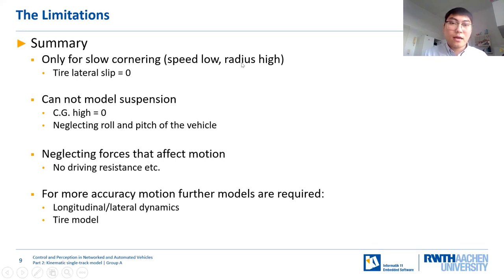At low speed with high radius, the tire lateral slip can be assumed to be zero. Secondly, if there's no need to model the suspension, and we don't have to model the roll and pitch of the vehicle, it's a good idea to use the bicycle model. Certainly, if we don't take the driving resistance into account, for example, we did some simulation and experiments in the lab, the driving resistance is very small and it can be neglected. In this case, the bicycle model is a good option.